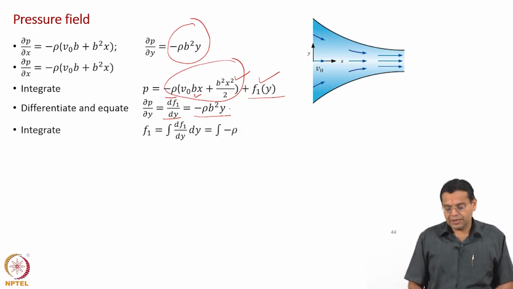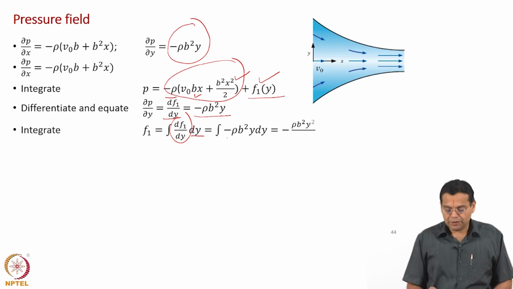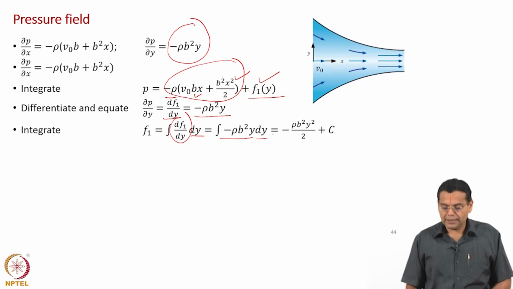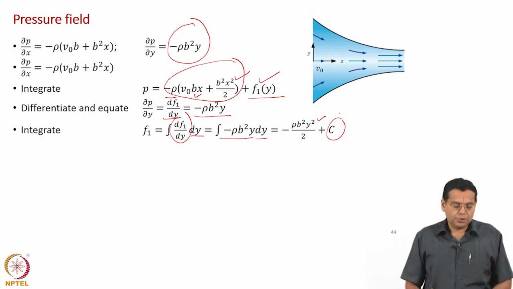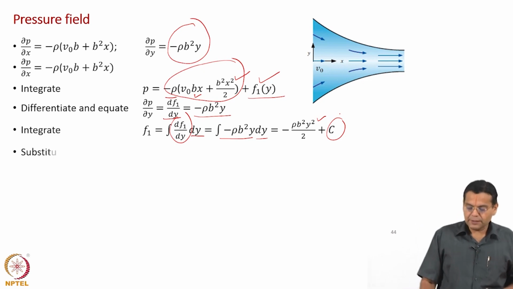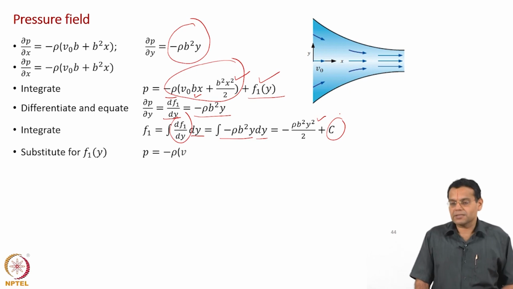How do you find f1? It is the integral of df1/dy and then dy. So, we will substitute for df1/dy, which is minus rho b squared y and then dy. When you integrate, you get minus rho b squared y squared by 2 and then a constant. This is just a constant, our usual constant, because it is usual integration, it is not partial integration. Okay. Now, we have found out the expression for f1, that was our objective. Of course, the constant still remains.